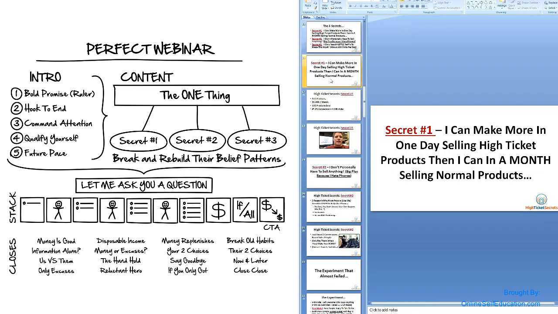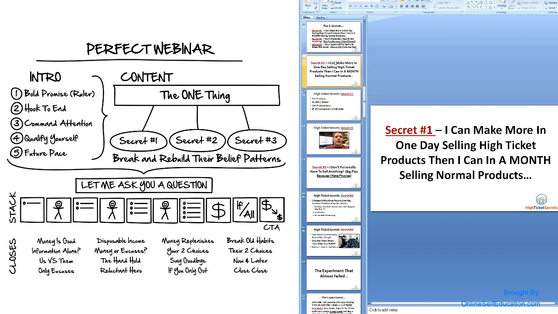Now I'm going to show you secret number one. So I come in and say, this is what secret number one is: I can make more money in one day selling high ticket products than I can in an entire month selling normal products. Now notice that my secrets are typically backwards from what most people believe. I'm trying to break a belief pattern. That's why down here you see break and rebuild their belief patterns.